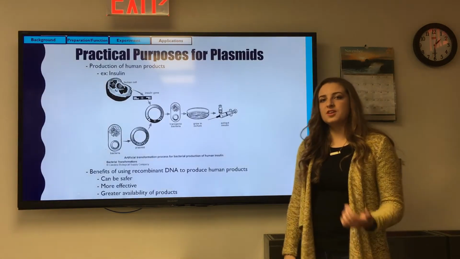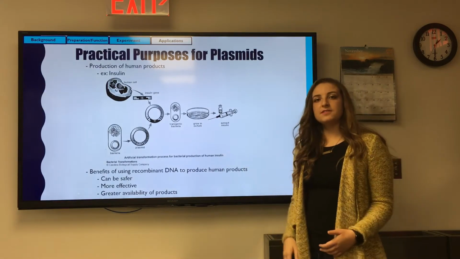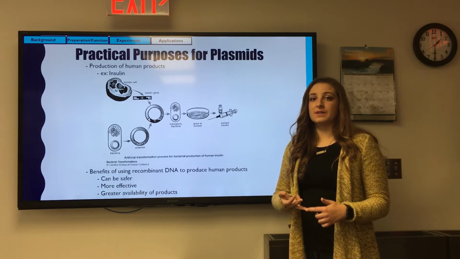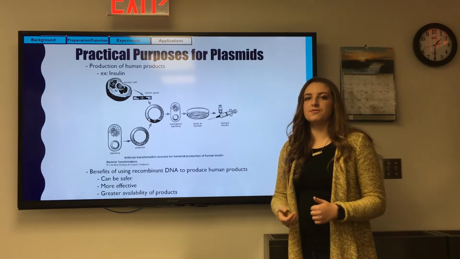Plasmids can be used to produce human products such as insulin, and benefits of doing this are that it can be safer, more effective, and create a greater product availability than other methods may provide.